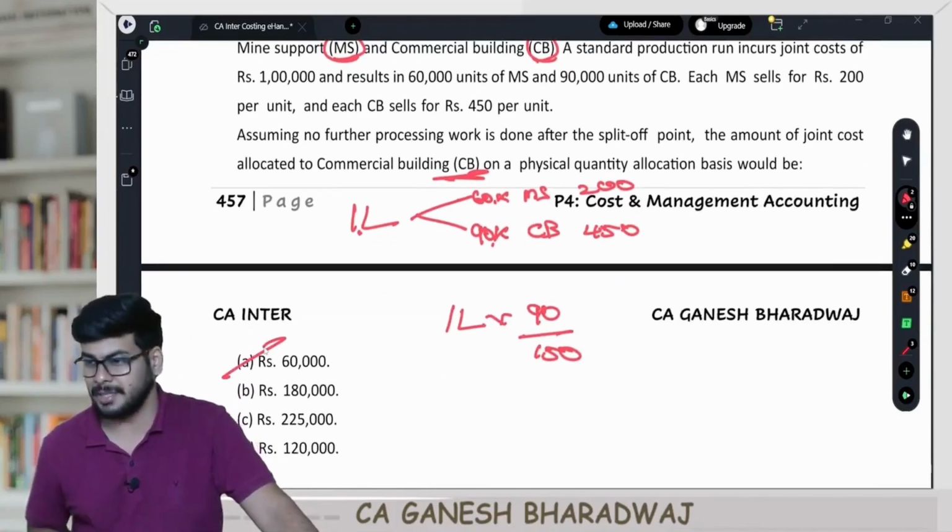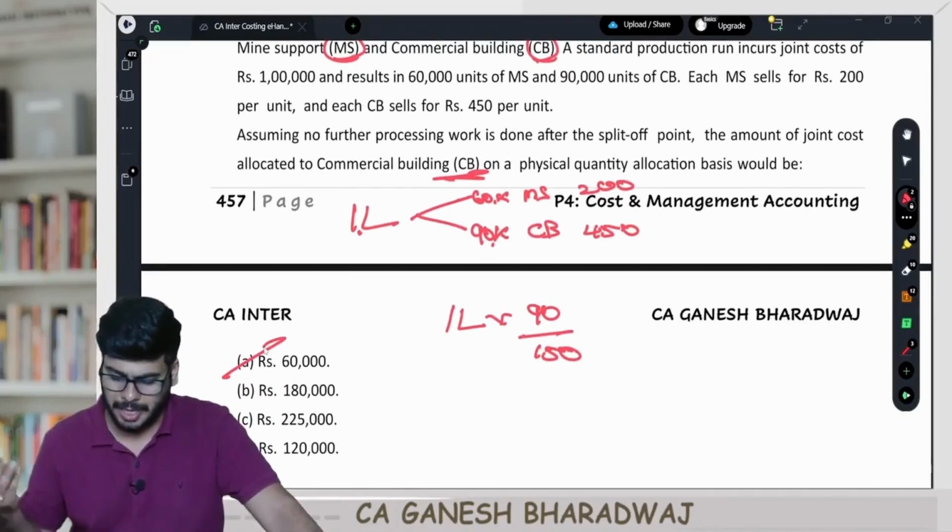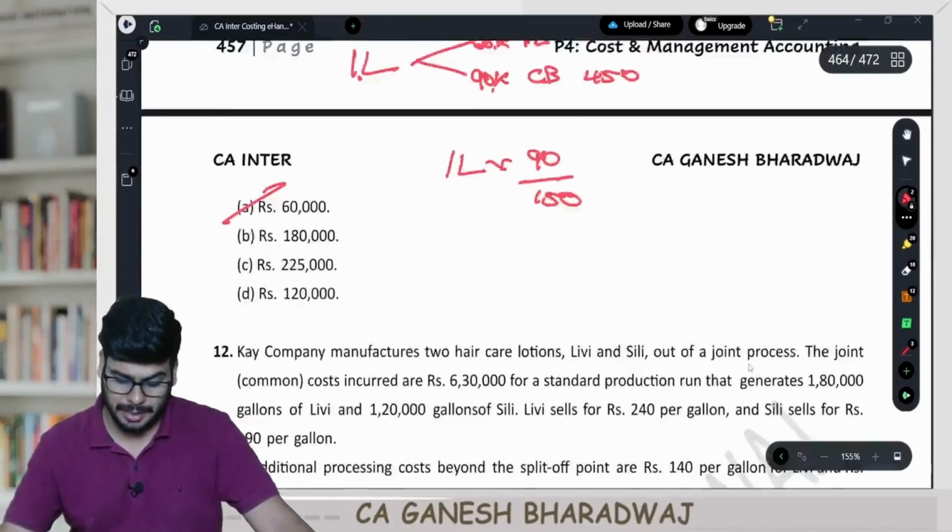60,000. As simple as that. Option A. Nothing great. Option A. That's about it. Guys, clear with this? That's all they have asked.